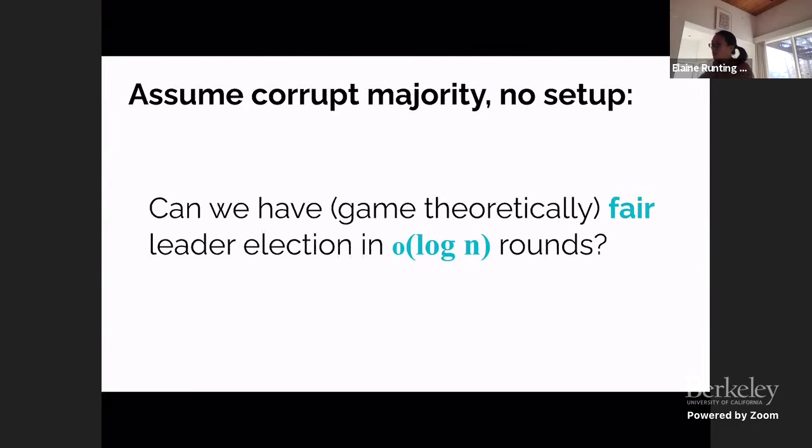So now we know that game theoretically fair leader election is possible in log n rounds with the tournament tree protocol. The interesting question is, can we achieve the same in little o log n rounds? Can we asymptotically improve the round complexity? And again, remember, we are dealing with corrupt majority. And also going forward, because game theoretically fair is a mouthful, whenever I say fair, by default, I mean game theoretically fair.